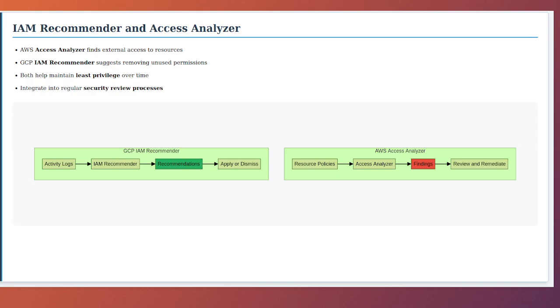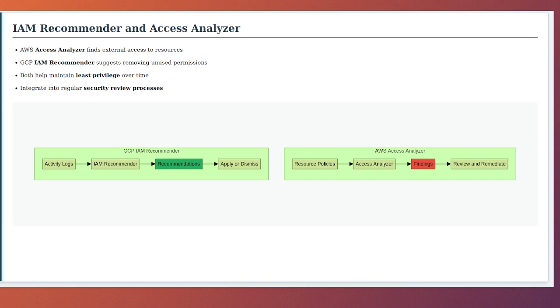AWS Identity and Access Management Access Analyzer helps you identify resources that are shared with external entities. It analyzes resource policies on services like S3, identity and access management roles, key management service keys, Lambda functions, and simple queue service queues to find policies that grant access to principals outside your account or organization.